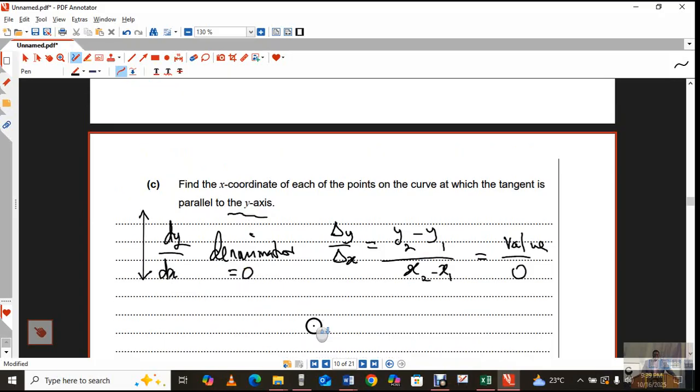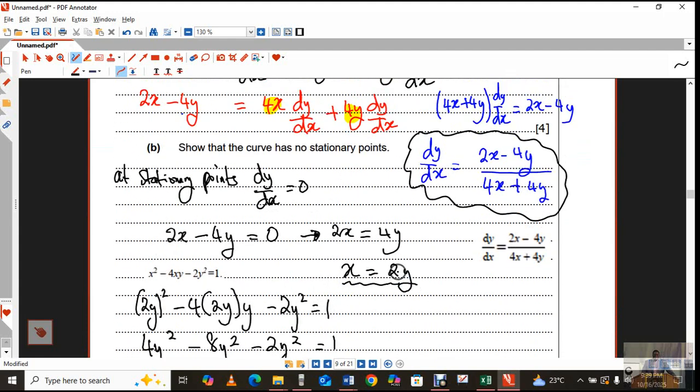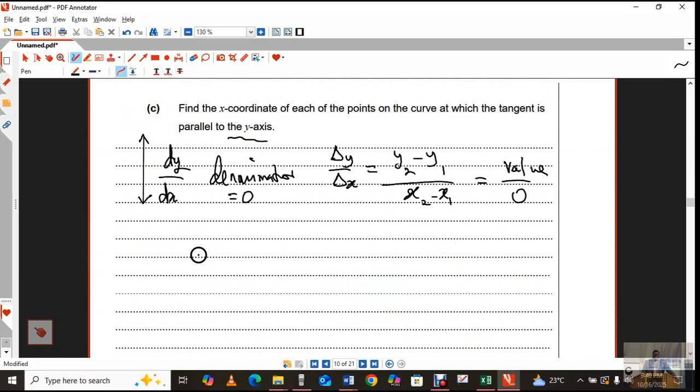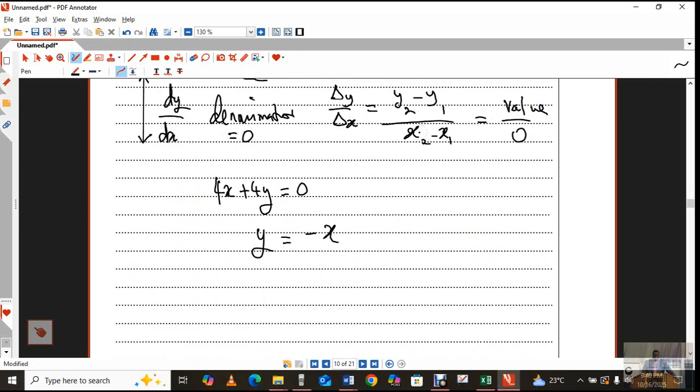So what was the denominator of dy dx? The denominator of dy dx was 4x plus 4y. So I'm going to let that equal 0. Okay, so take 4x plus 4y, let that equal 0. And I'm going to make y the subject of the formula, and you will realize that y is equal to negative x. If you do that, you're going to substitute this into the curve, because it says find the x-coordinate of each of the points on the curve. So you're going to substitute this into the curve. It most probably means that you are going to have two solutions.